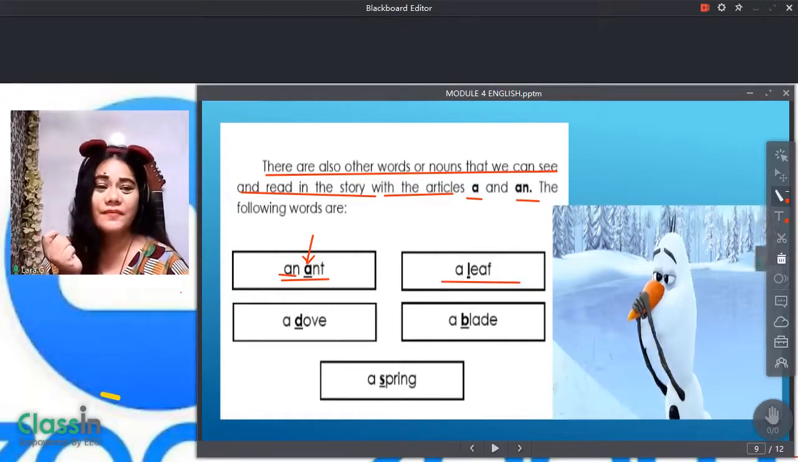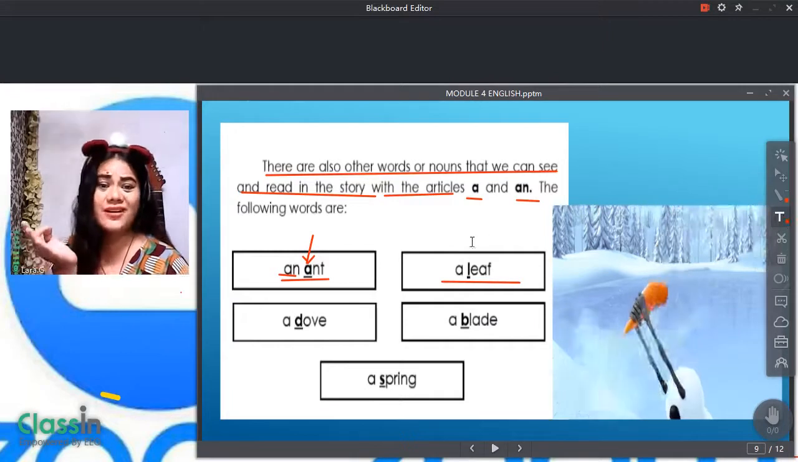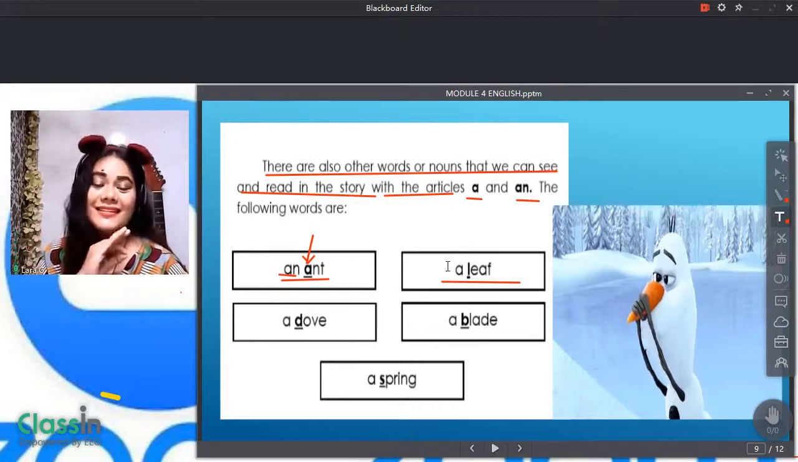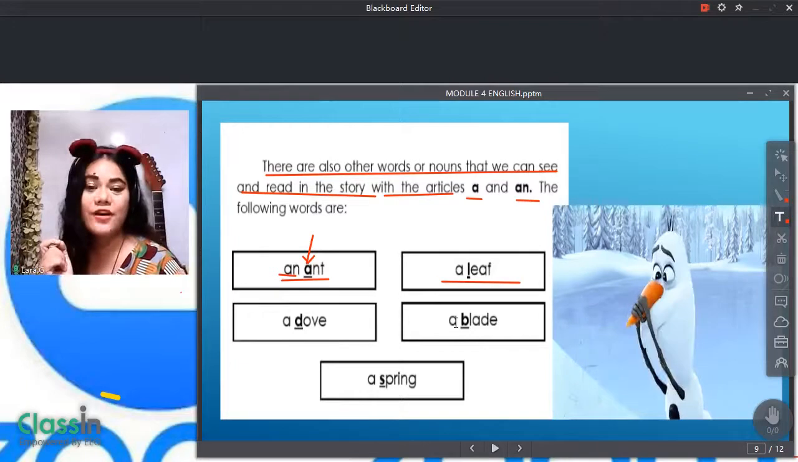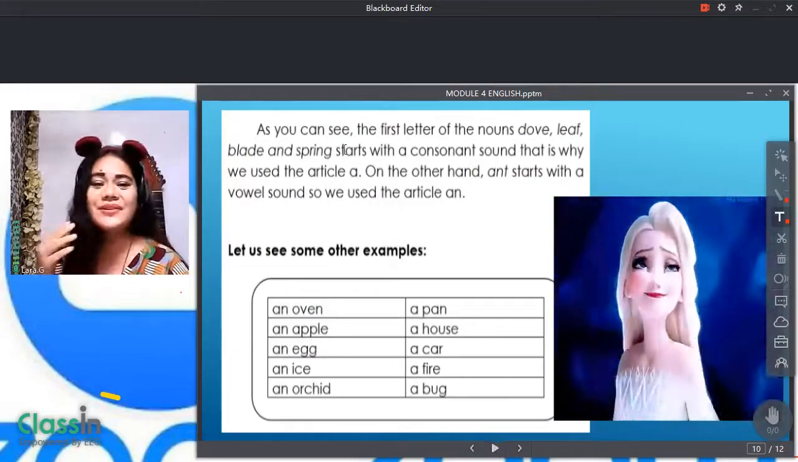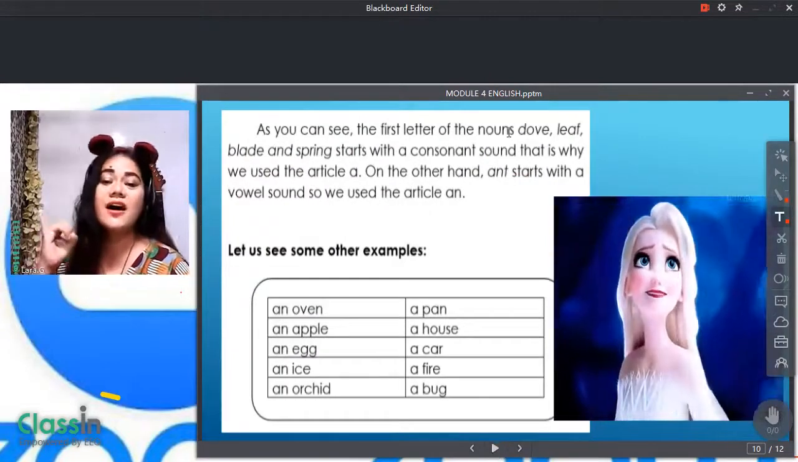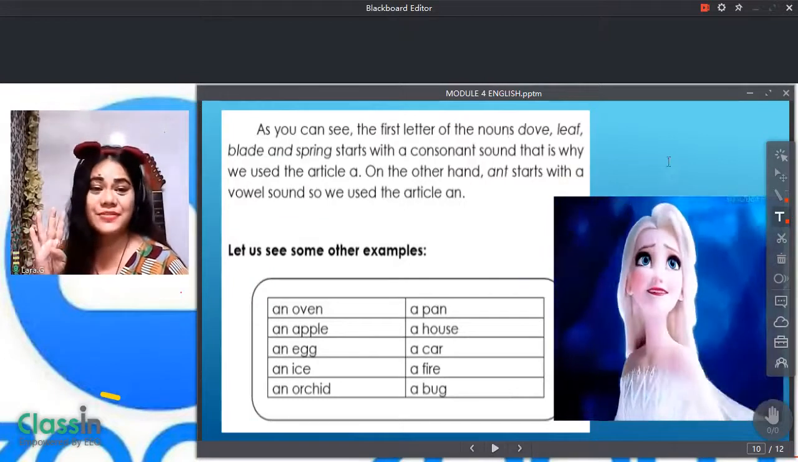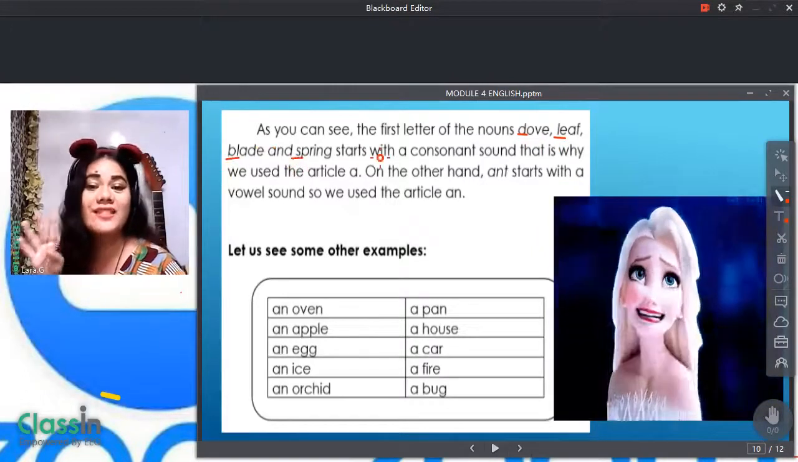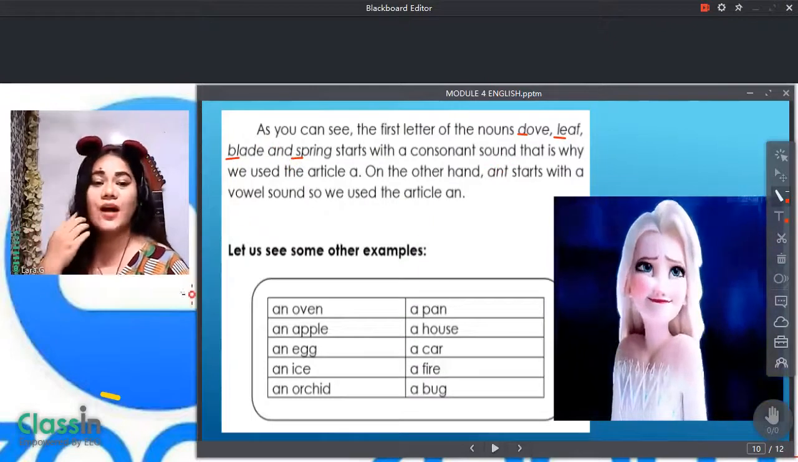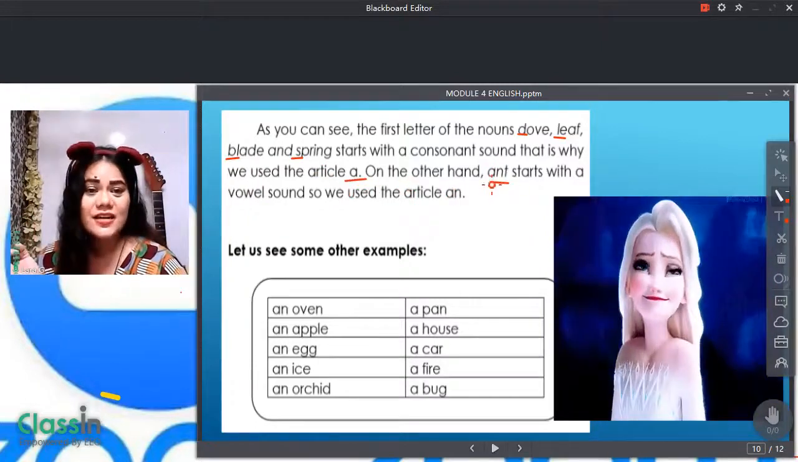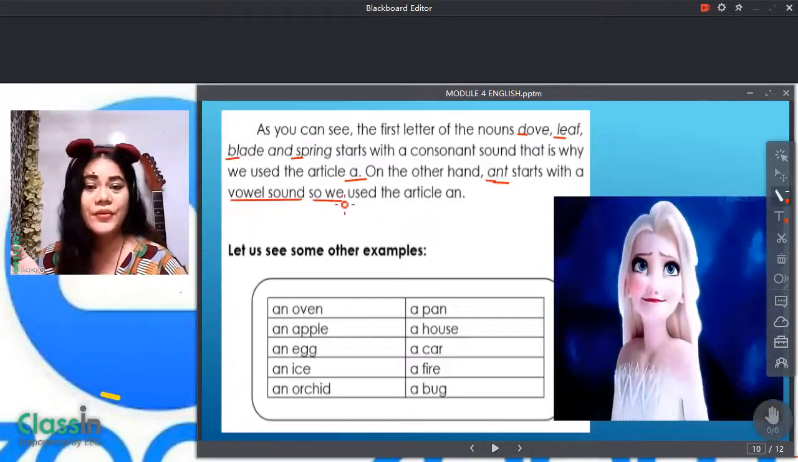A leaf. Why not an leaf? It's because L is a consonant letter and it has a consonant sound. So we use a. A dove, a blade, a spring. Yes. As you can see, the first letter of the nouns dove, leaf, blade, and spring, D, L, B, S, starts with a consonant sound. That is why we use the article a. On the other hand, ant starts with a vowel sound, so we use the article an.